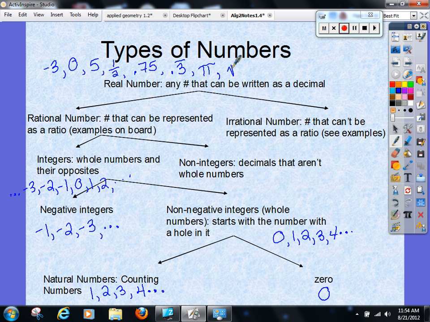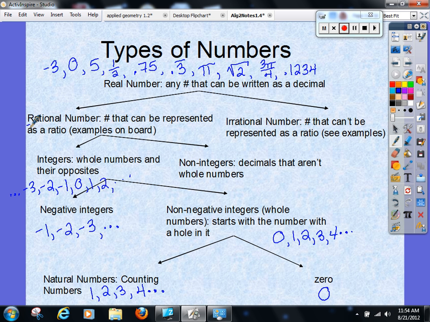Square root of 2, I can put that on a number line. I can put 3 pi over 4 on a number line. I can put 0.1234 on a number line. All these numbers are real numbers because I can graph them. Okay? I can break these down into what we call rational numbers and irrational numbers.